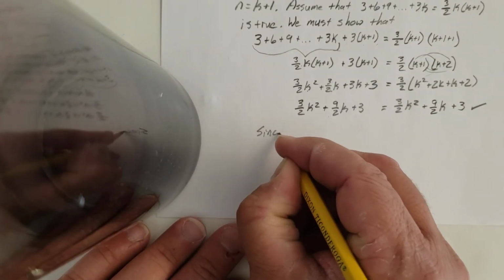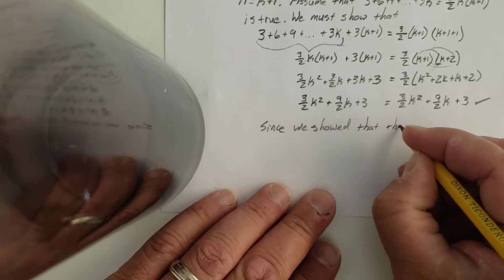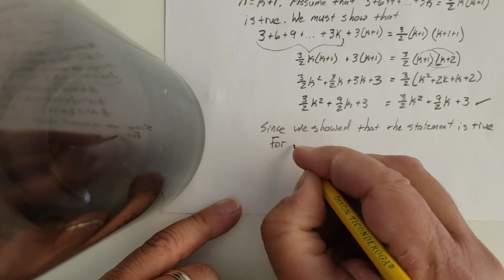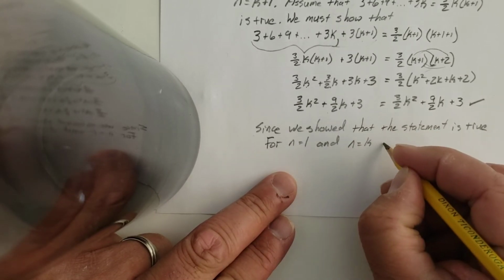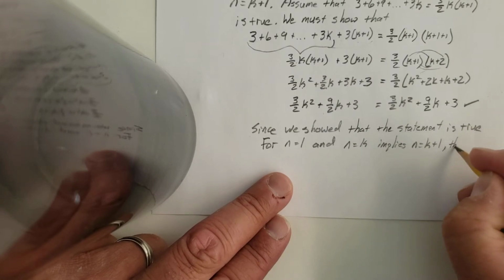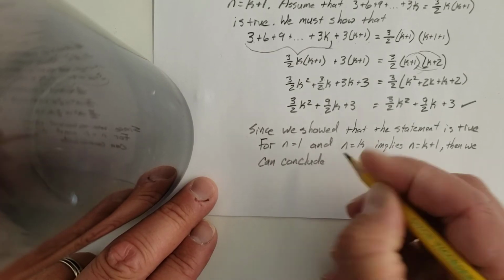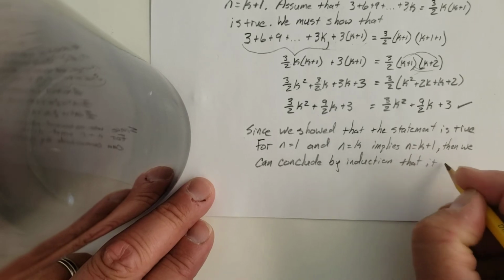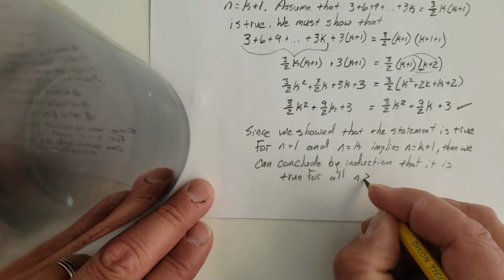And that is, since we showed that the statement is true for n equals 1 and n equals k implies n equals k plus 1, that's how you word it, then we can conclude by induction that it is true for all n greater than or equal to 1.